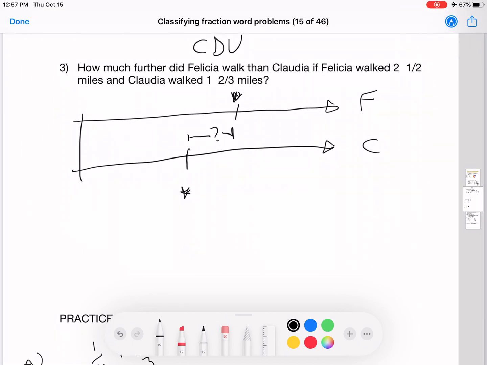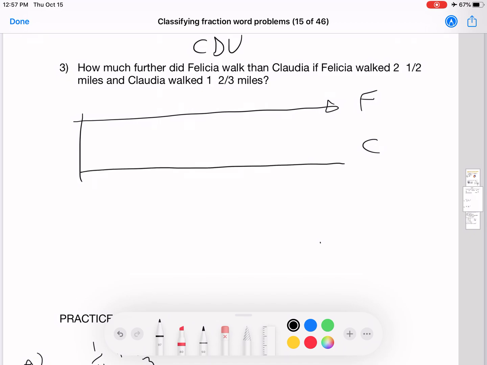Or if you would rather use a strip diagram, it says Claudia walked this far. Felicia walked this far. How much further did Felicia walk than Claudia? So let's start by drawing some nice pictures. We could do this on a number line just to mix it up. All right, so let's go 1, 2, 3. So Felicia walked 2.5 miles. Claudia walked 1 2/3 miles.